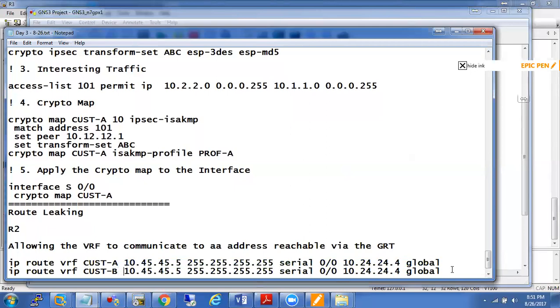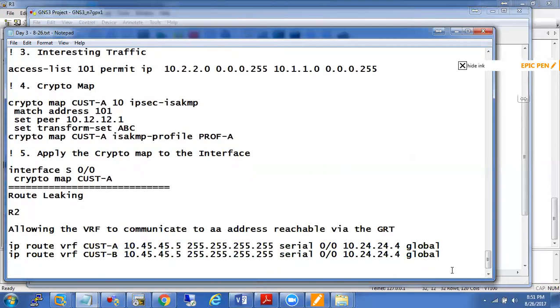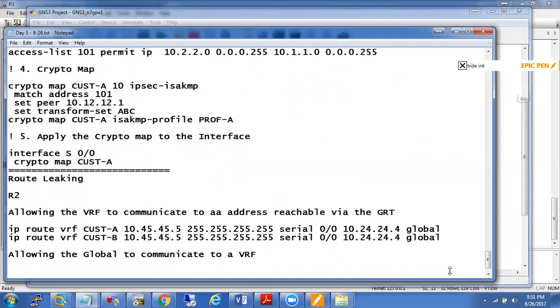So this creates a route inside the VRF pointing towards what? Towards a network on the global side. And on the global side, eventually my KS, yes, allowing the global to communicate to a VRF. So that's simple, right? IP route in the global 10.10.10.0 and pointed to the interface for the VRF.